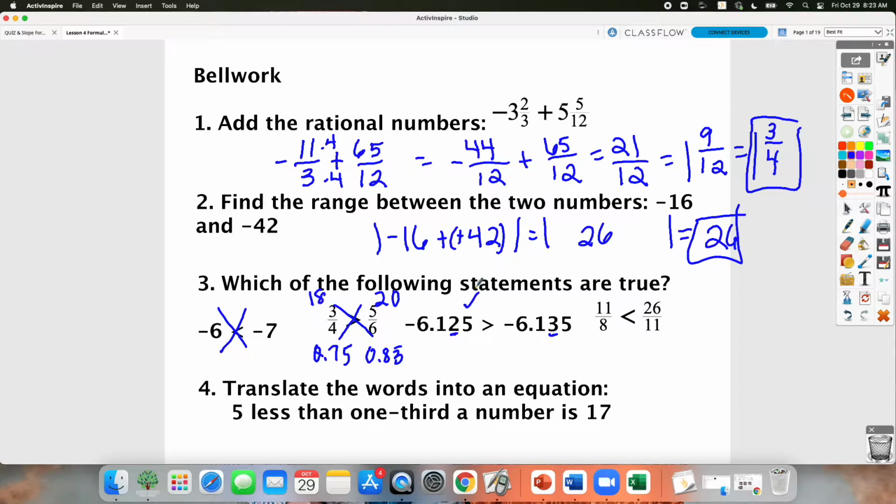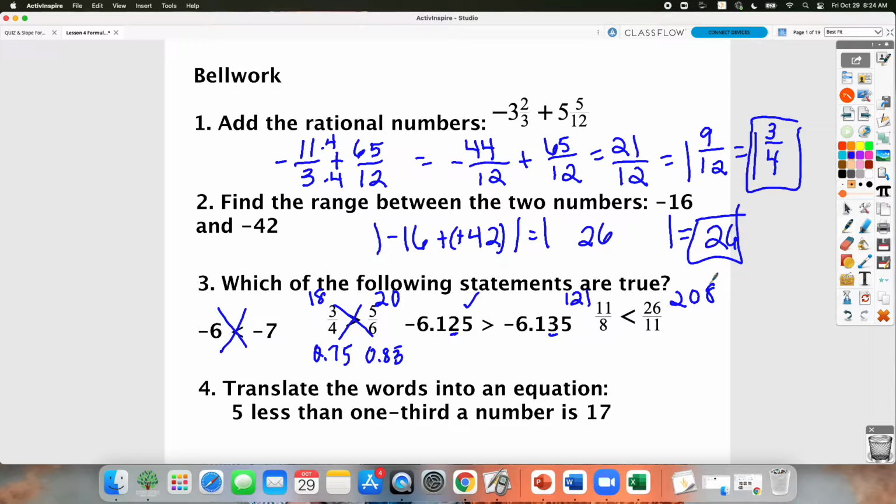Okay? And then we have 11/8 is less than 26/11. So this is another fraction problem. We can do what again to compare those? Cross multiply. All right, guys, so what does 11 times 11 give me? 121. Okay, and then what about 8 times 26? 208. Okay. So is 11/8 less than 26/11?